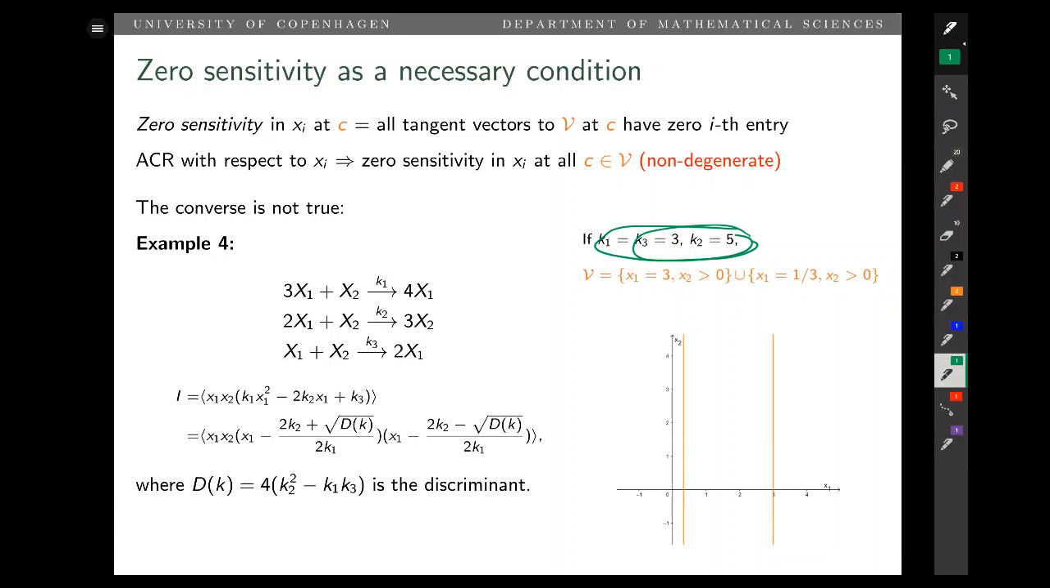So here it is true that I have 0 sensitivity, because if I stay at any steady state and I move a little bit in the neighborhood, I will fall into another steady state which has the same value for x1.